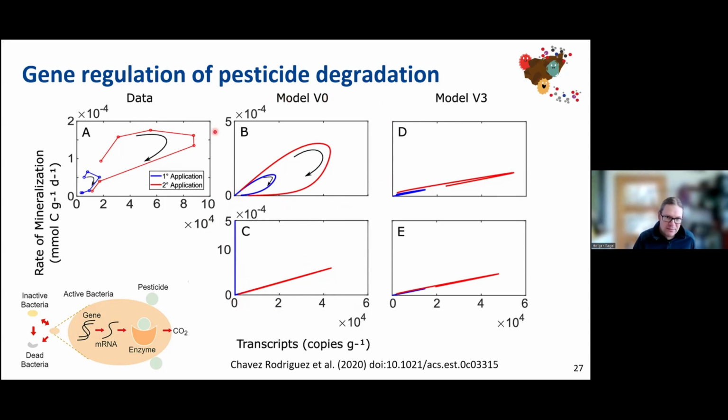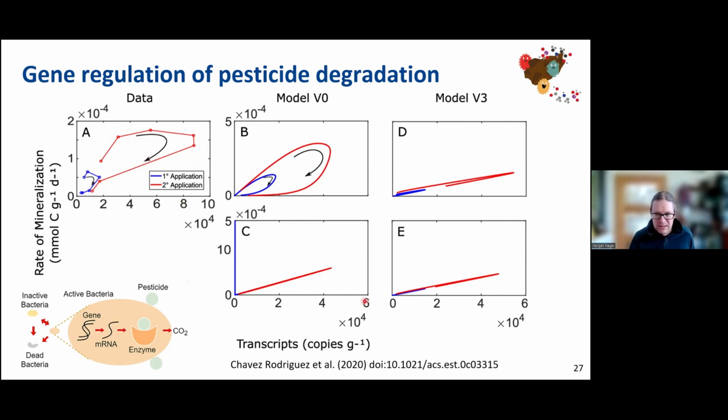Maybe concentrate on that figure here for the model V0. So that's the relationship between transcript abundance and the rate of mineralization. At the point when we did that work, there was often a linear relationship postulated between the transcript copy number and the rate of mineralization, and we could show both in the data but also in the model that we have a hysteretic relationship. So that means it's really important to know where you are on that curve here.